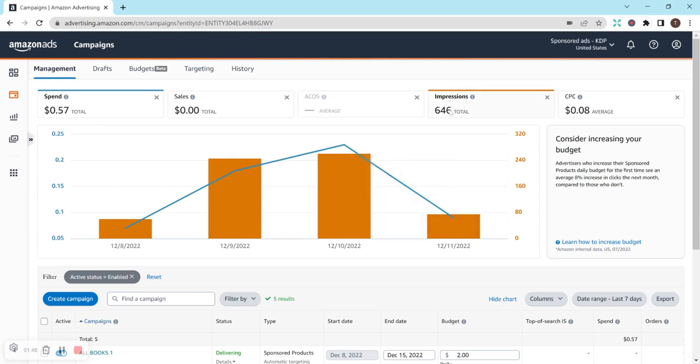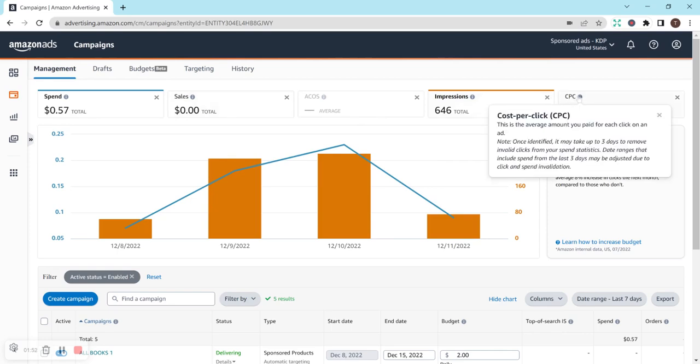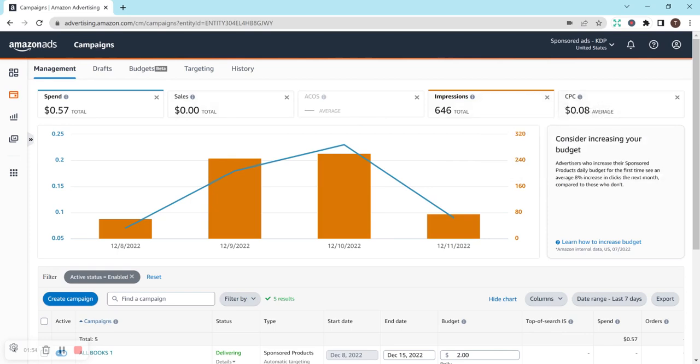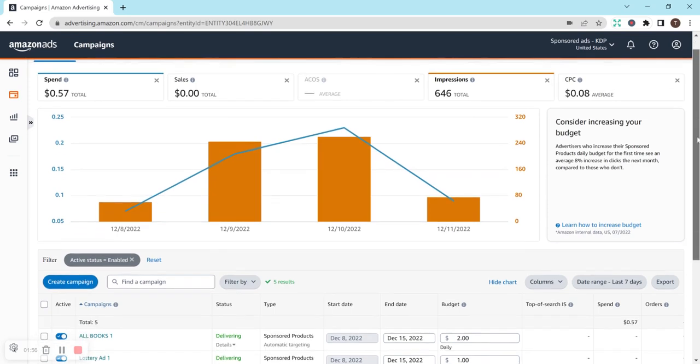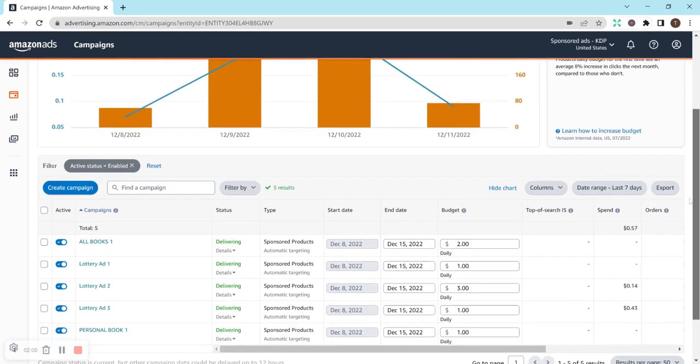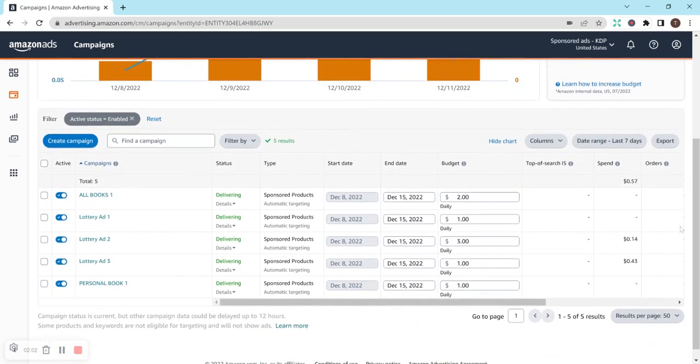Total, I've had 646 impressions, 57 cents spent. No sales so far, sadly. And then the cost per click average has been 0.08, or 8 cents. So that's something I'm pretty happy with. I haven't actually met my budget on any of them yet.